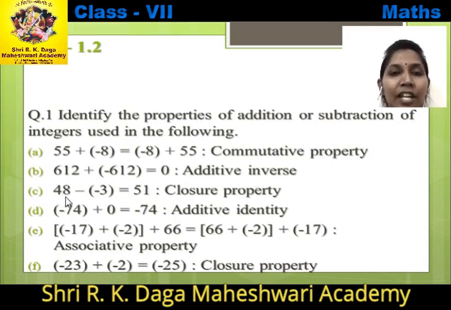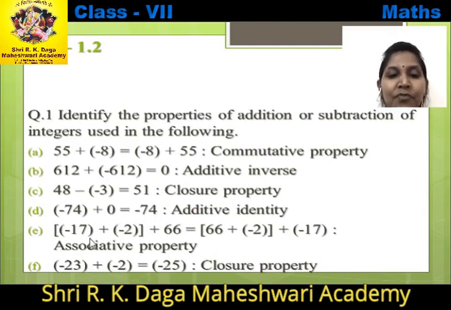C, 48 minus 3 is equal to 51. Subtraction of two integers is also an integer. So closure property is used in this expression. Minus 74 plus 0 is equal to minus 74. That is, additive identity is used in this expression.